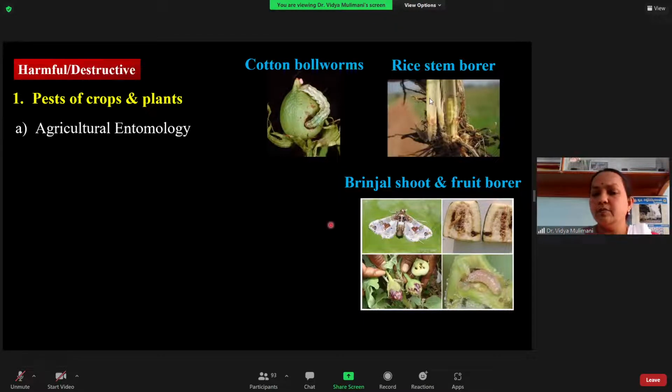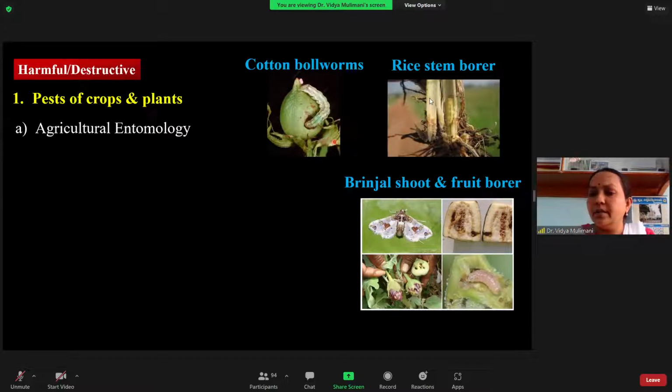Here, I will give you one or two examples under each group. So here, I will be telling the branch that is agriculture entomology. When it is agriculture entomology, it includes the crops, mainly related to the field crops. Here I'm just trying to give you one or two examples. One is the cotton bollworm, because everyone knows about cotton.